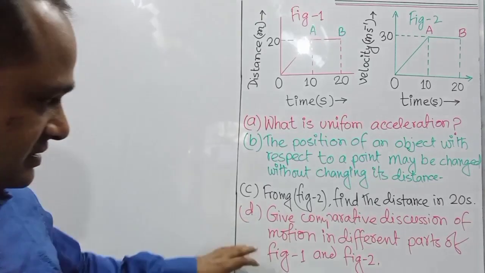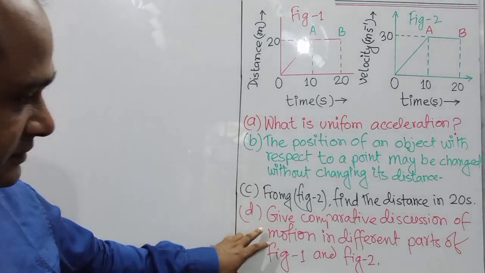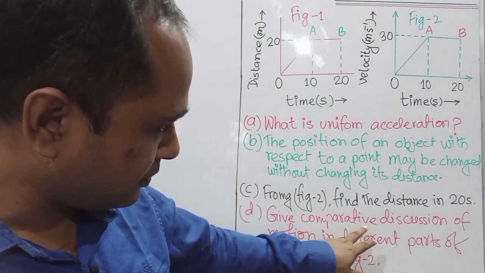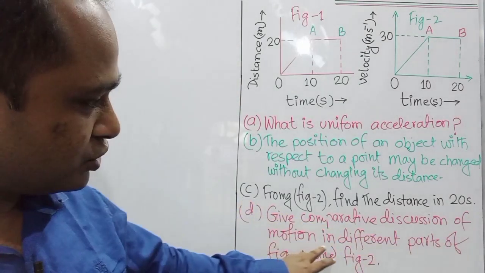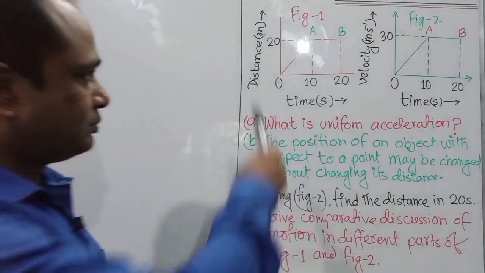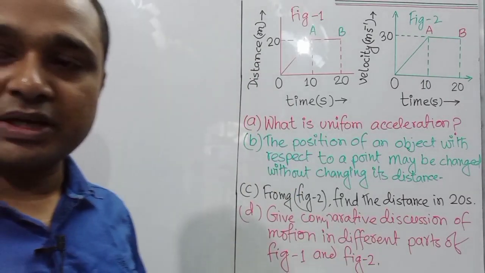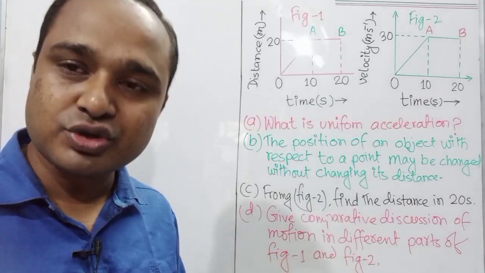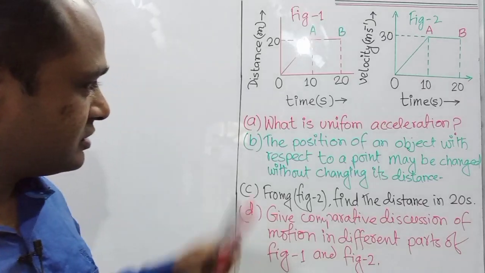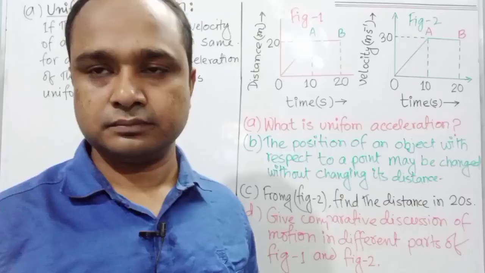And lastly, in question D, they said to give a comparative discussion of motion in different parts of figure 1 and figure 2. From both figures we have to give a comparative discussion of the motion of the two bodies. Okay, now we are going to solve this question.